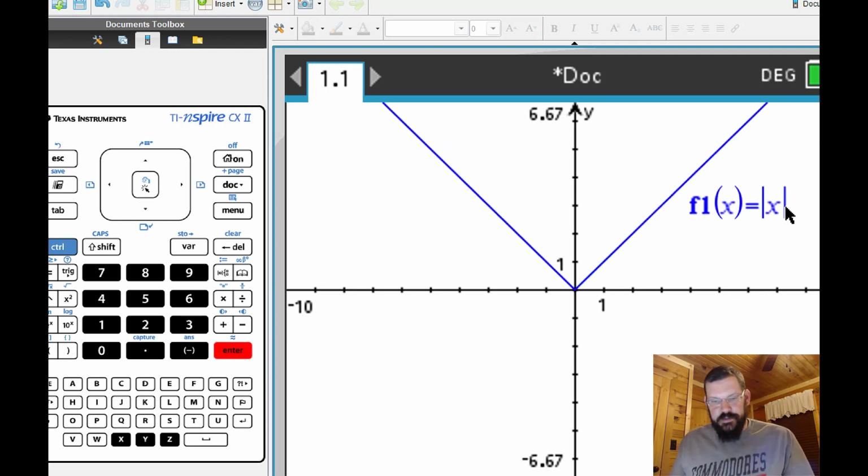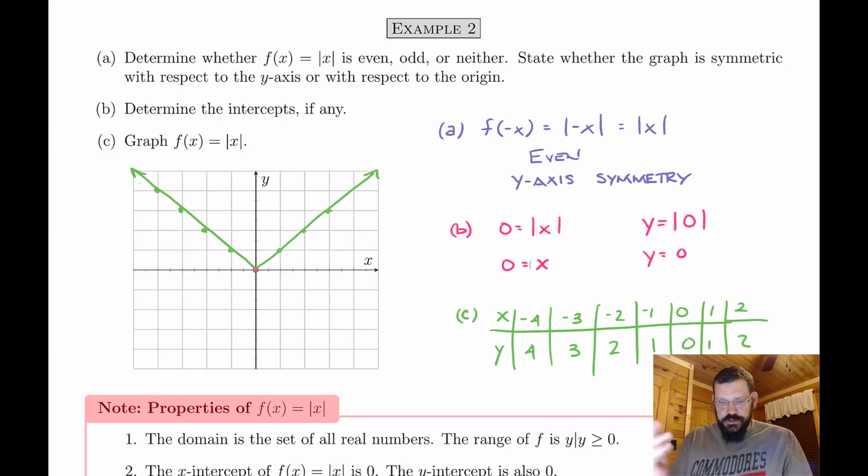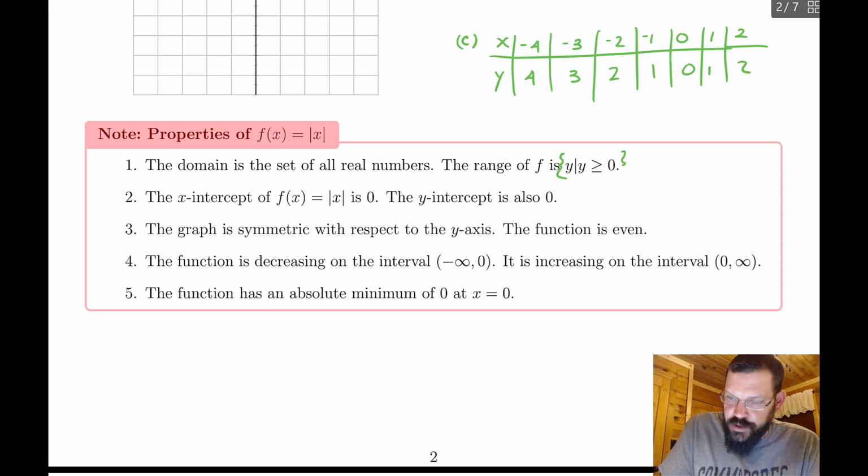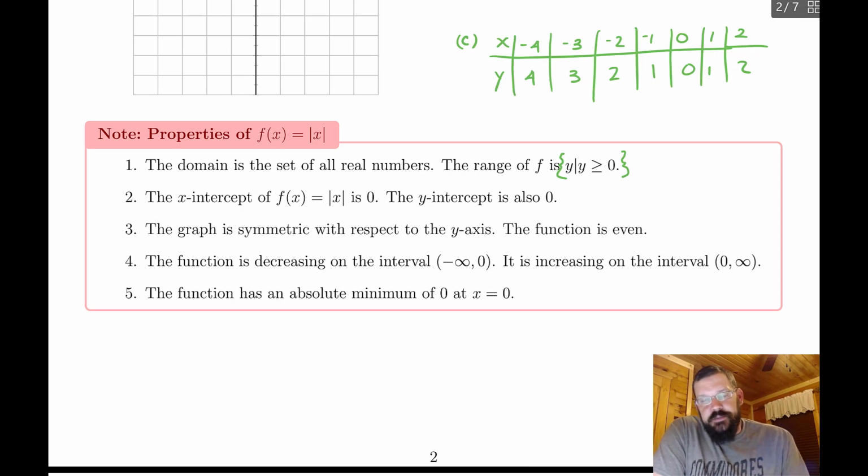There's the absolute value. It's the V. So some basic properties of the absolute value function. Domain, again, is the set of all real numbers. The range is all y such that y is greater than or equal to 0. Forgot my curly braces there. The x-intercept is at the origin along with the y-intercept.